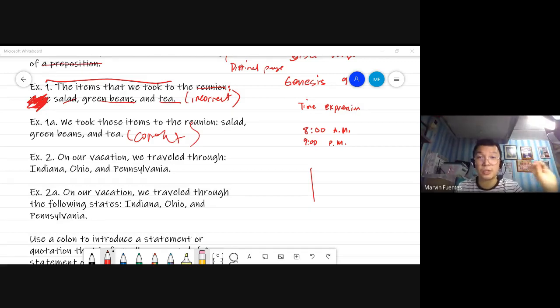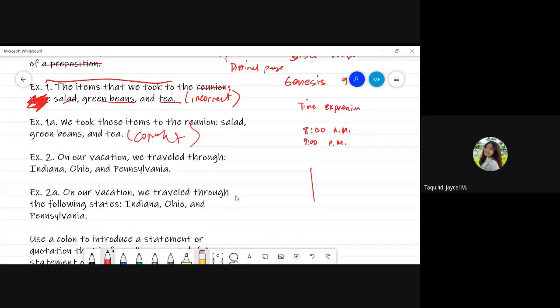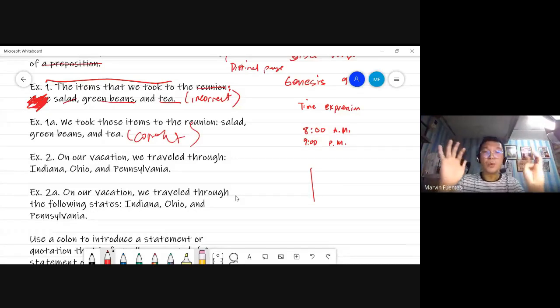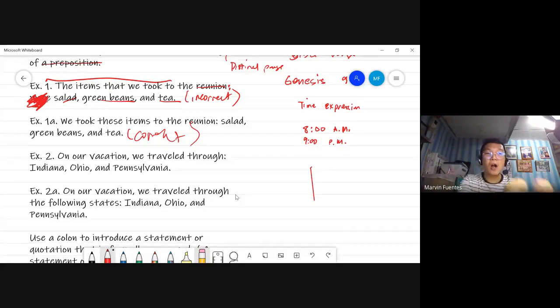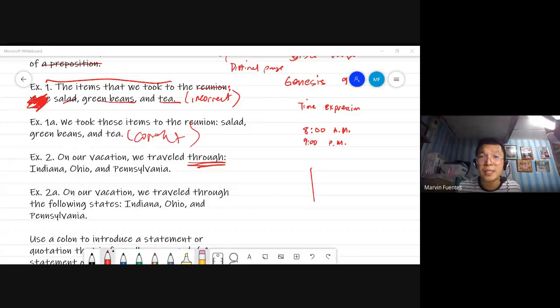That is a preposition, no? But it complements a different one. Through, exactly. The through is the preposition that complements the list of Indiana, Ohio, and Pennsylvania. What happened here again? Same with the first example, no? You stopped at the preposition, when it complements the list for us to be able to have a clear message.